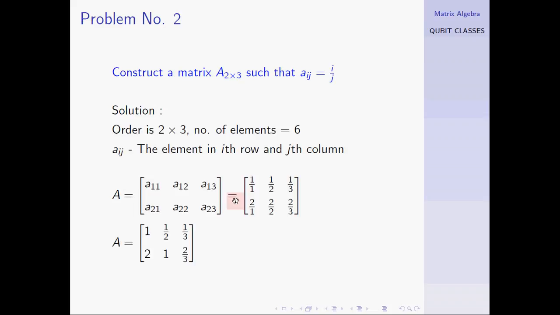So on simplifying, 1 upon 1 and 2 upon 2 will give us 1. 2 upon 1 will be the integer 2, and 1 by 2, 1 by 3 and 2 by 3 will remain as they are. So we have constructed a matrix which contains 2 rows and 3 columns, and its elements satisfy this condition, aij is equal to i by j.